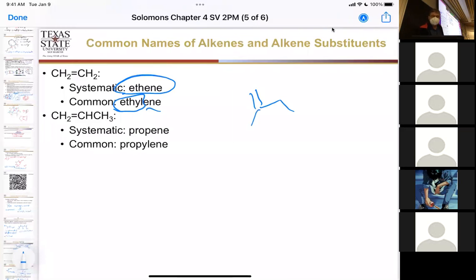That's isobutylene. So it's looking like whatever your substituent is. So that's easy to remember. And so again, propene would be 3 carbons, propyl group, ene, propylene. So it's neat that the common names use a system as well for most of the time too.